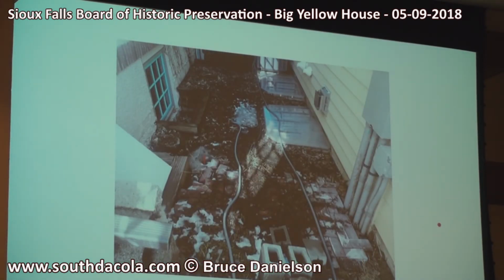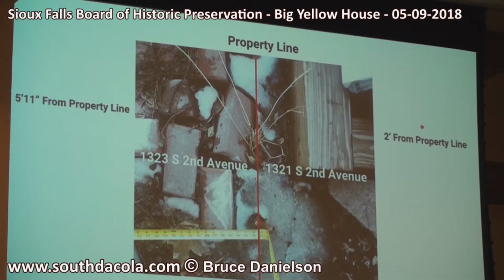The property line as it sits between 1321 and 1323, that survey pin there shows the property line as it sits between the two homes. 1323 is 5 foot 11 inches, 10 3/4 on that tape. And 1321 is 2 foot from the property line, so that's where the 7.93 feet distance between the two homes comes into play.